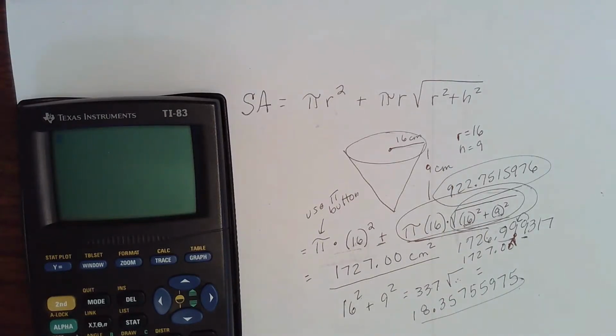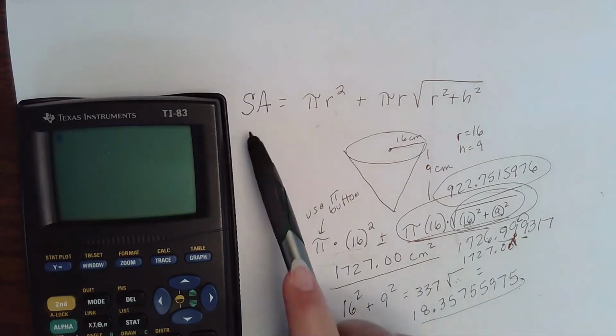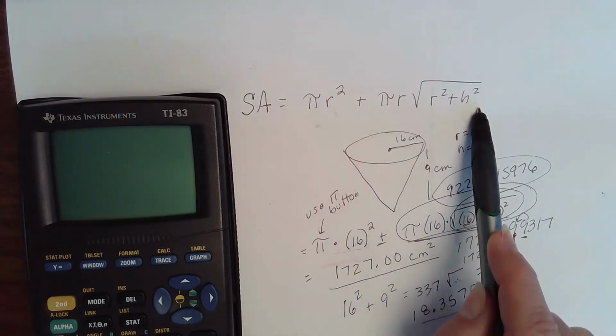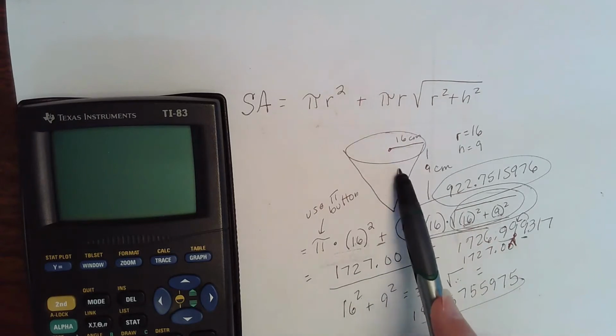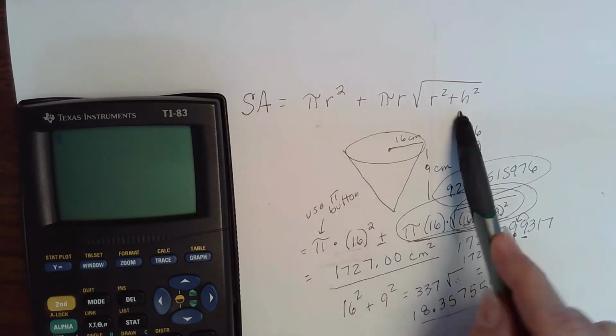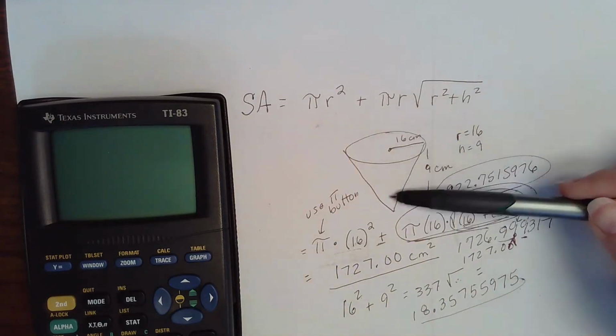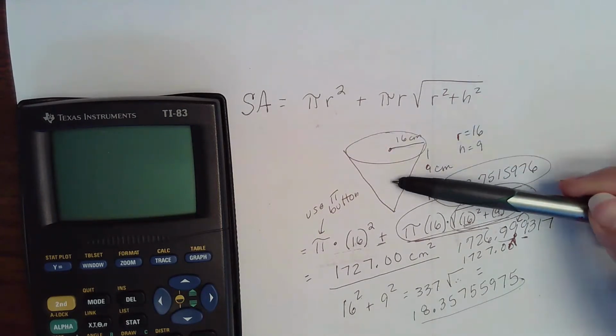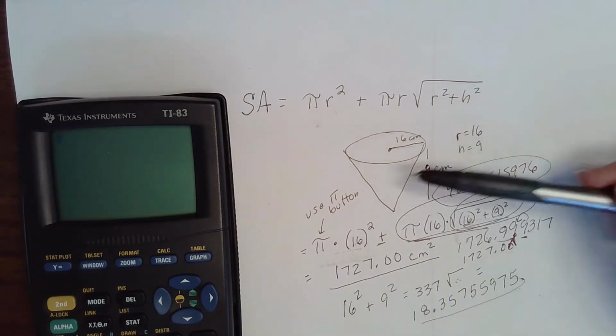Okay, we're going to look at this surface area example. Surface area, SA, equals this formula, and this is the surface area formula of a cone. Surface area means how much area is on the outside portion of this figure, so adding up all the area around that cone.